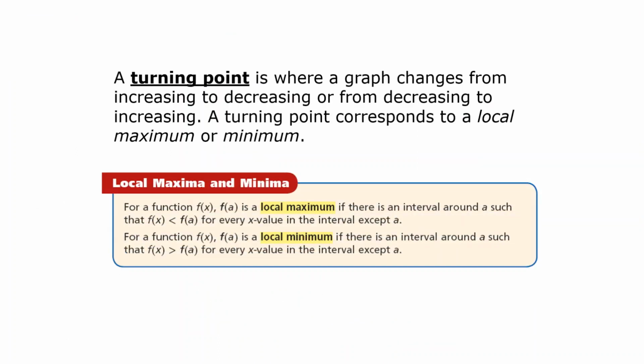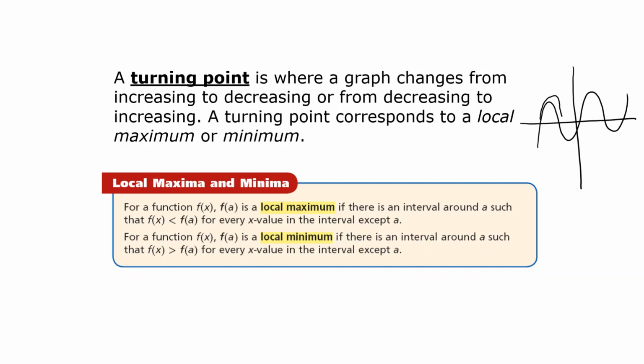All right, a turning point is where a graph changes from increasing to decreasing or from decreasing to increasing. A turning point corresponds to a local maximum or minimum. So I'm just going to draw this out so you can see it a little bit better. If I have a graph that looks like this, I see that I have a turning point right here.